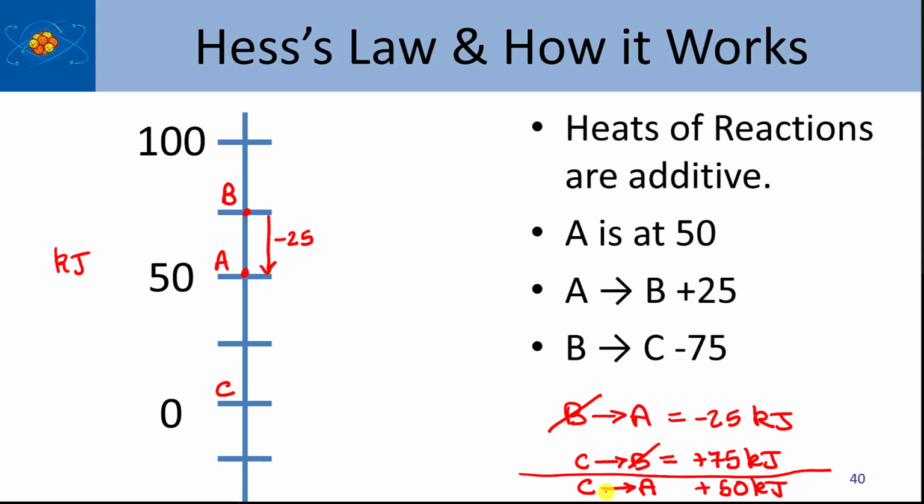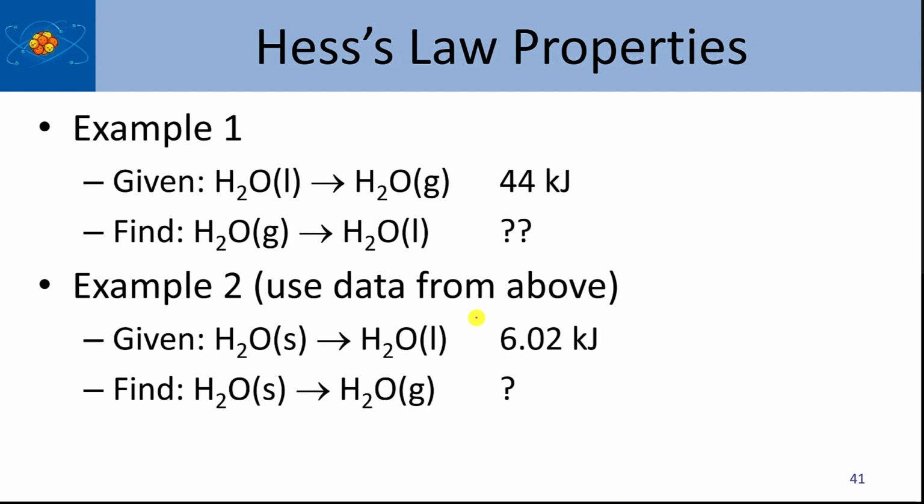And what we just said is the process of C goes to A, that's going from here to here, that's plus 50 kilojoules. Okay. So properties of additivity, right? But you can also reverse the reactions. Now, enthalpy is also, again, an extensive property, so it depends on how much material you have, right?